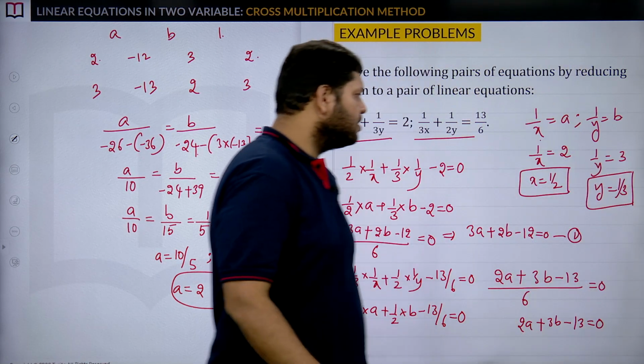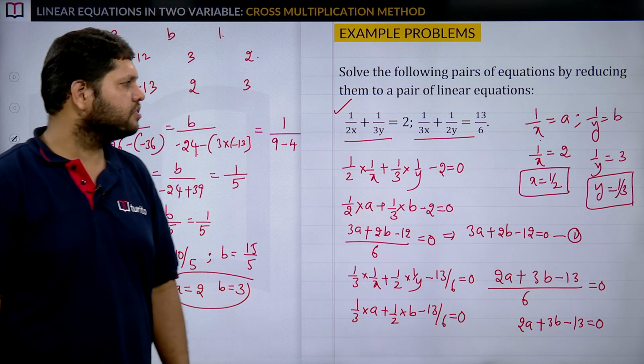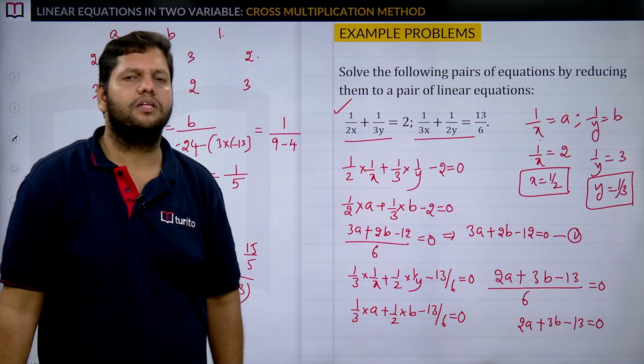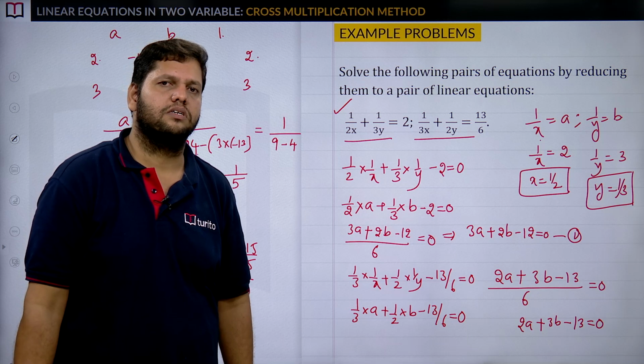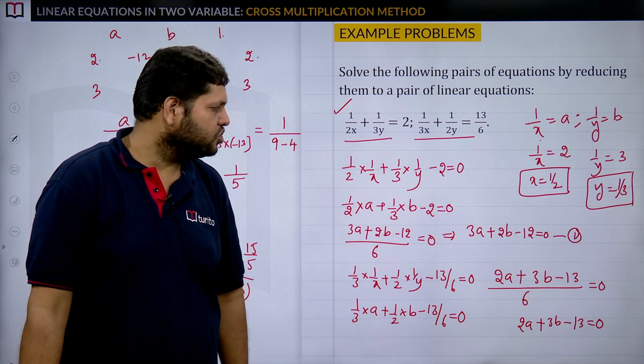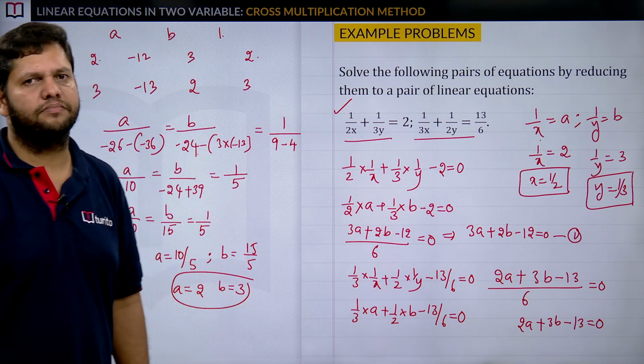Children, at last we got the two answers, the X and Y values. X is equal to 1 by 2 and Y is equal to 1 by 3 are our final solutions. Clear, children? Any doubts regarding this sum?